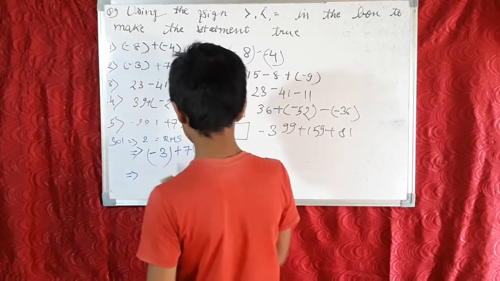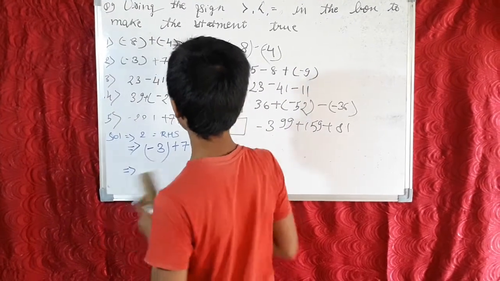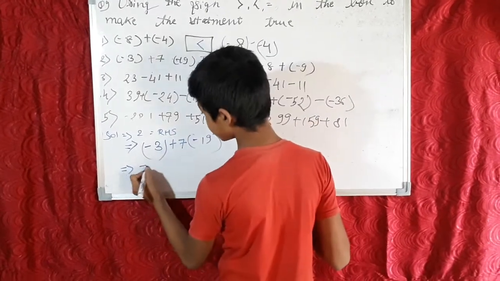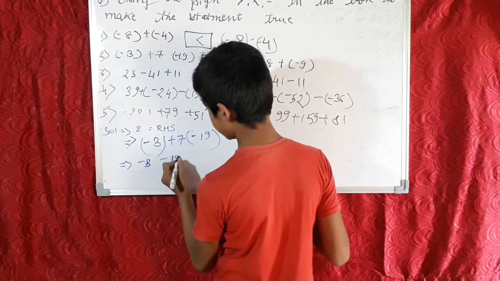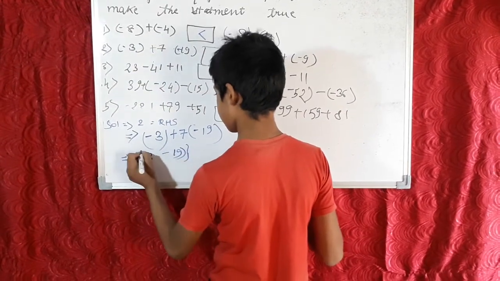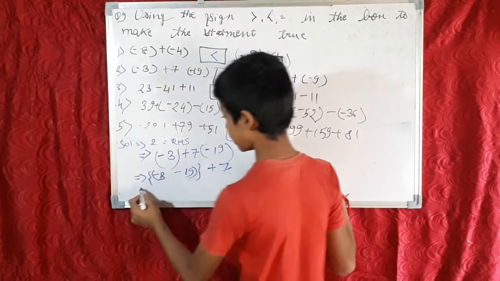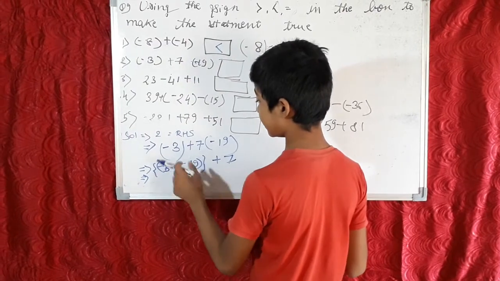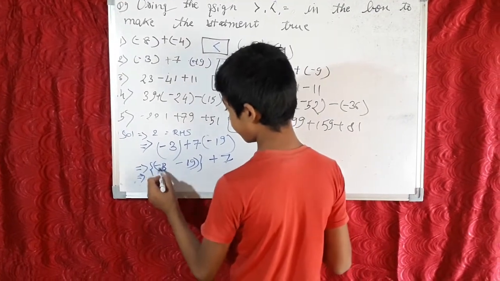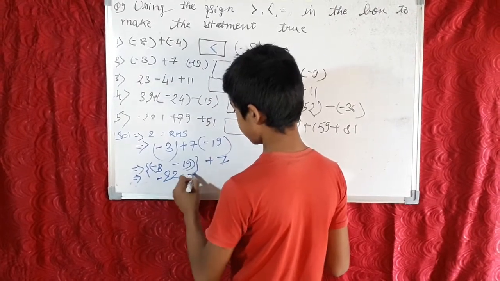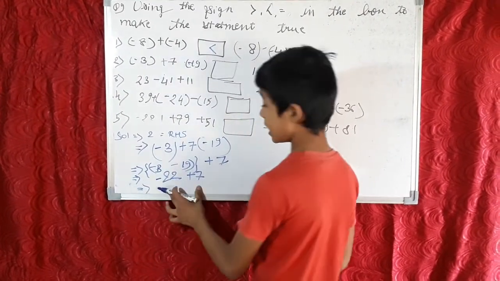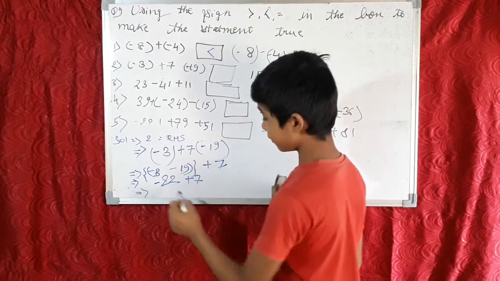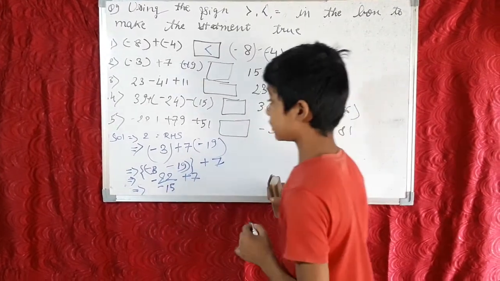Sorry, there is no minus sign; yes, we have to do minus 3. So firstly we will add this minus and minus. Minus and minus becomes plus. Minus 3 minus 19, we'll do it first. Then we add plus 7. Minus 3 and minus 19 we will add, so what will our answer be? Minus 22 plus 7. If we subtract, the answer is minus 15. Minus 15 is our RHS.